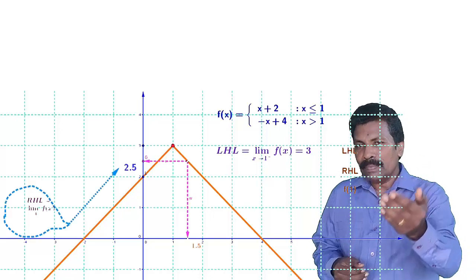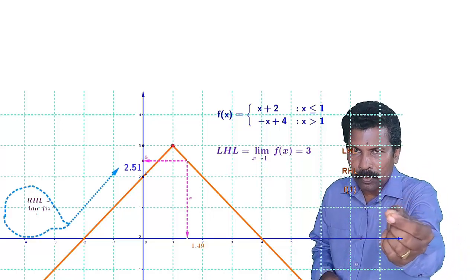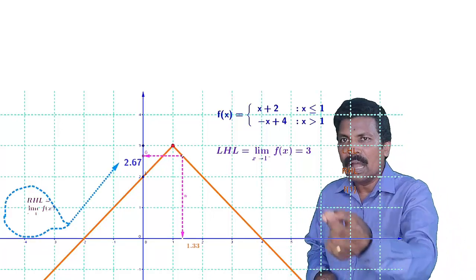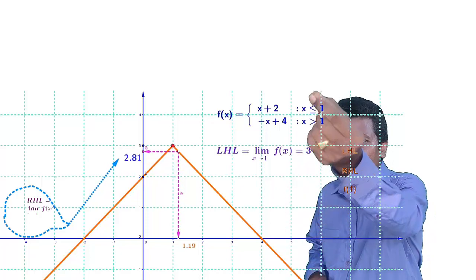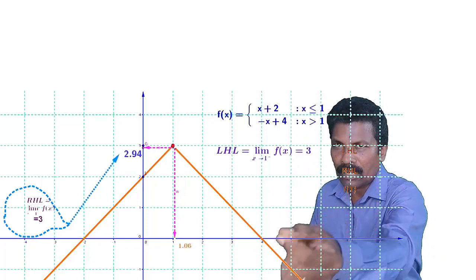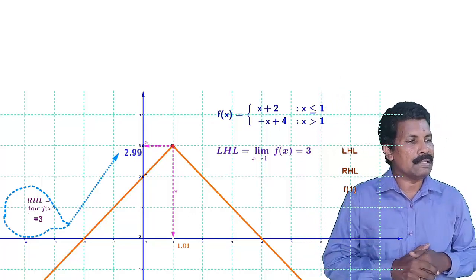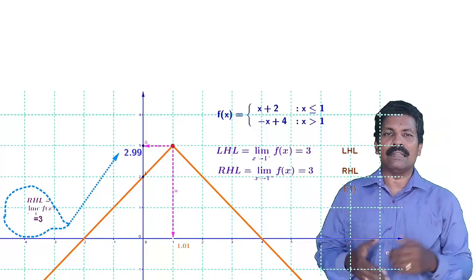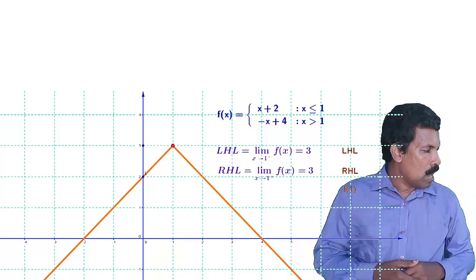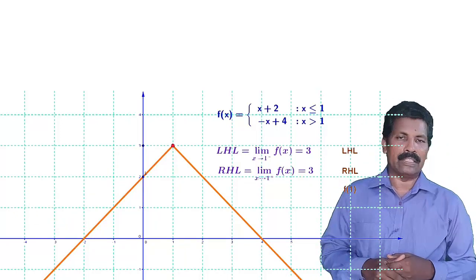So the right hand limit at x equal to 1. X is approaching 1 and f(x) is approaching 3. Therefore, we can speak of a right hand limit here, that is RHL is equal to limit of f(x) as x tends to 1 plus, that is equal to 3.